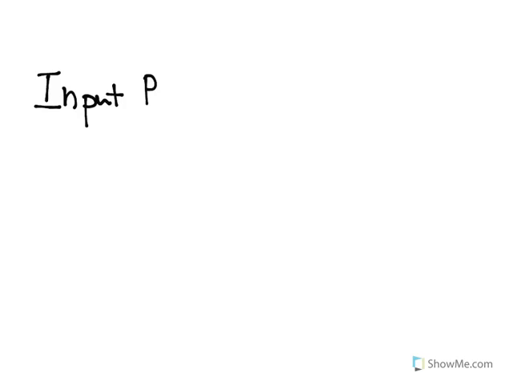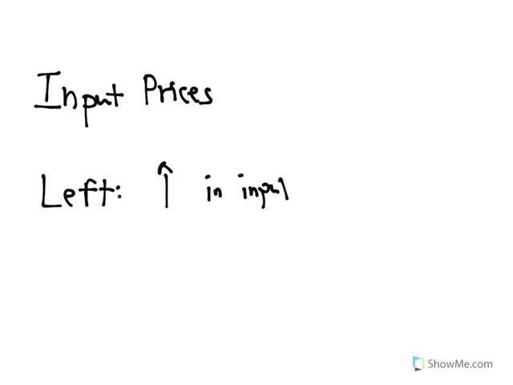If you remember from the very first video we did, inputs are another word for resources, right? So this is the cost of the resources a firm needs to produce its products, right? So a left shift of supply would be an increase in input prices, right? If it is more expensive to produce your product, you can't produce as much because more and more of your money is going towards the resources to produce that product.